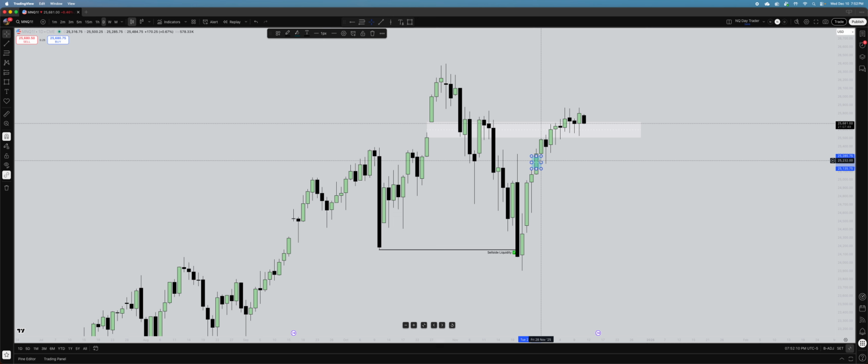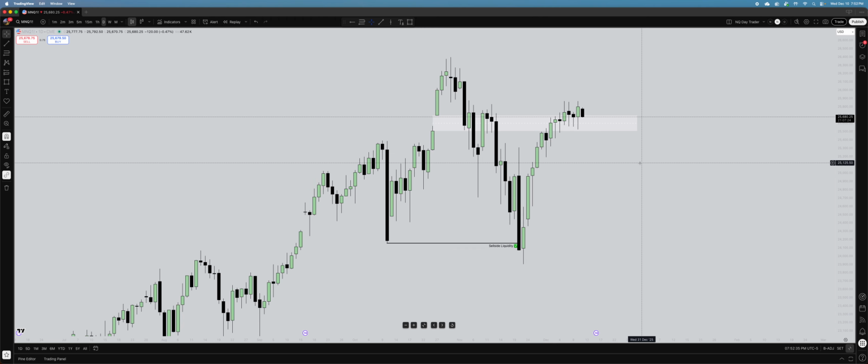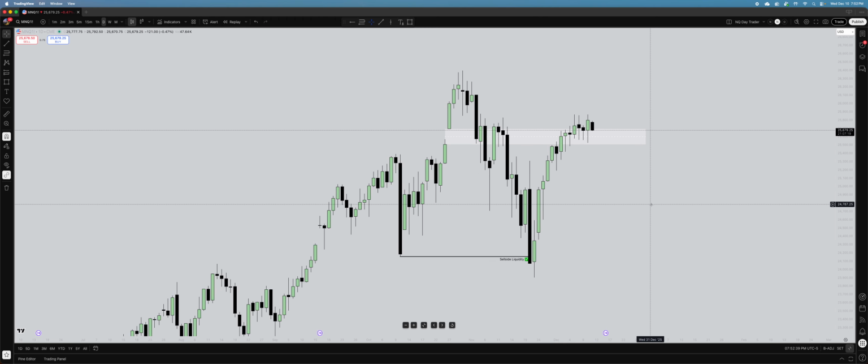We have a BISI right here, and you can see we respect consequent encroachment of it and it sends us higher. So we are respecting bullish PD arrays. We have an inversion fair value gap right here that we have respected nicely once we've gotten up through it. Back down, upper half is supporting price higher. So all of these bullish PD arrays are being respected and supporting price, which gives us a bullish bias.